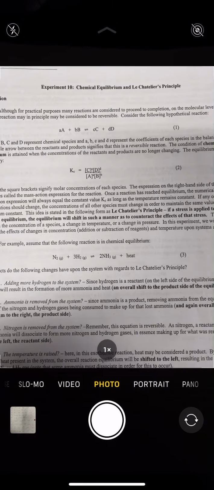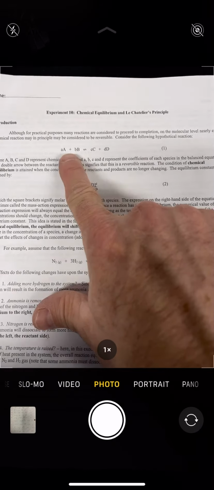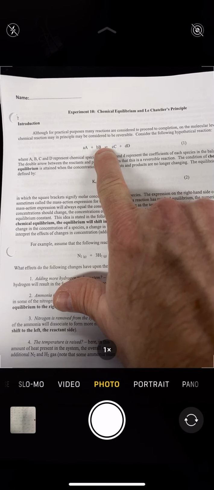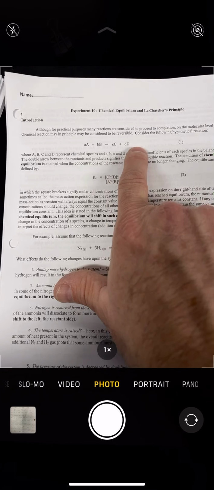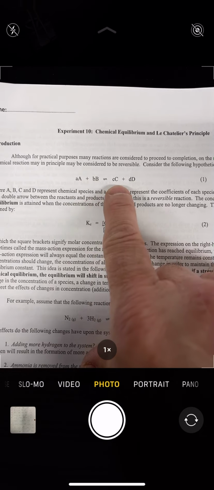Okay, this recording is for Le Chatelier's principle, experiment number 10, chemical equilibrium in Le Chatelier's principle. So this is showing you on the first page a generic equation where you have A and B reactants, C and D products, and then the lower script A, B, C, D is balancing the equation.